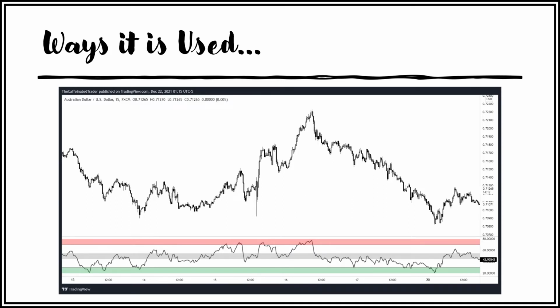All right. So another way to look at the RSI for trends is to understand that a reading above 50 would signal that the relative strength is bullish, since it is in the top half.